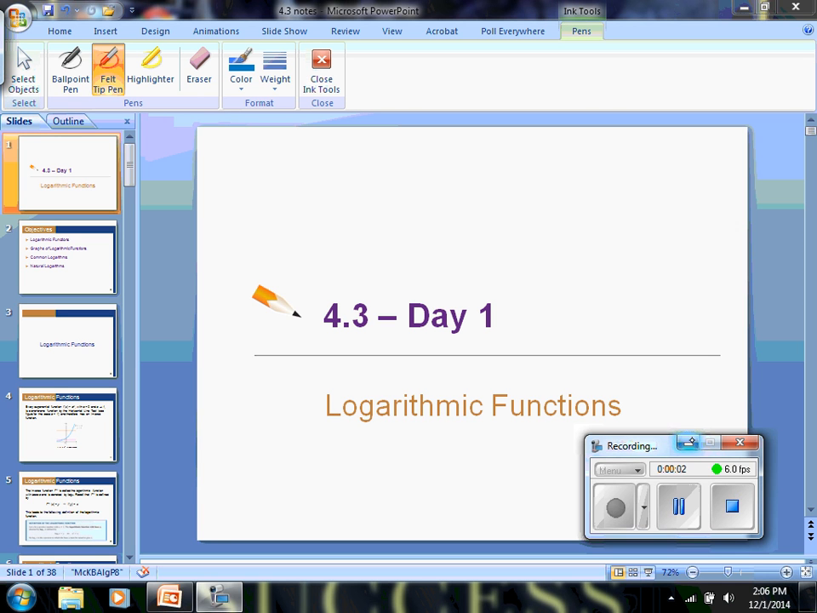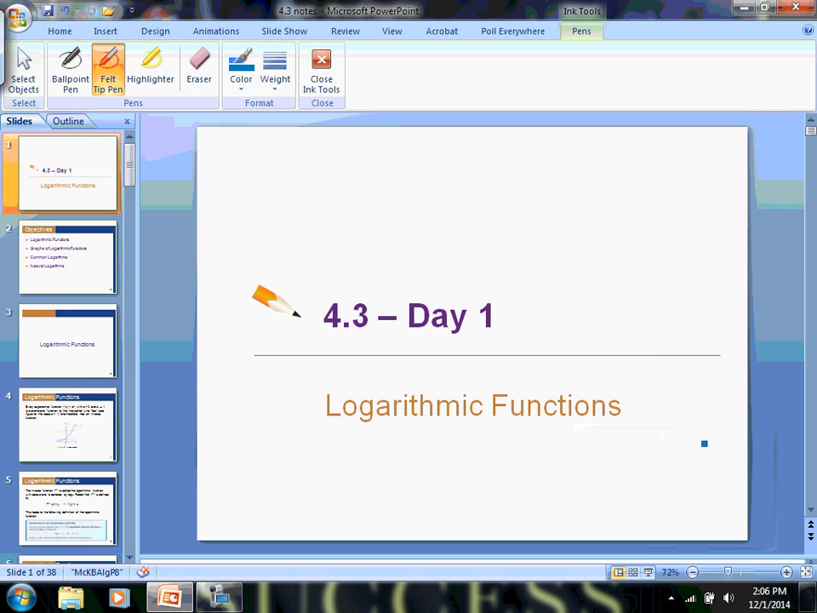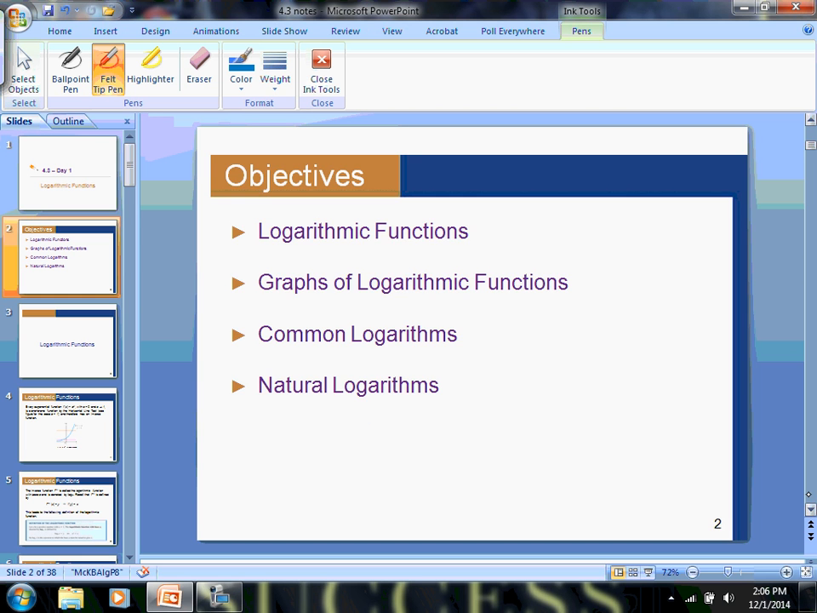Welcome to Mrs. Neller's notes for her pre-calculus class. These are the notes for section 4.3, day 1, entitled Logarithmic Functions. Today we're going to talk about the first two objectives. We're going to review logarithmic functions and then how to graph them.